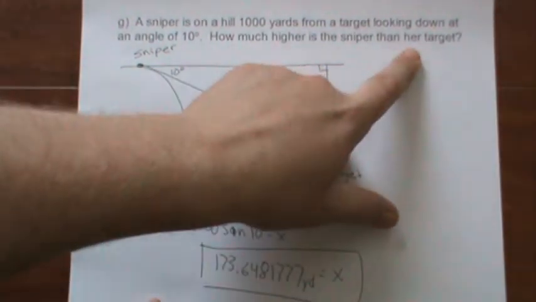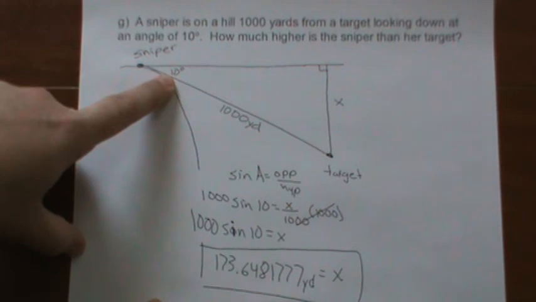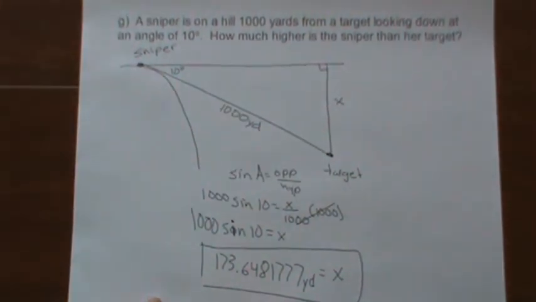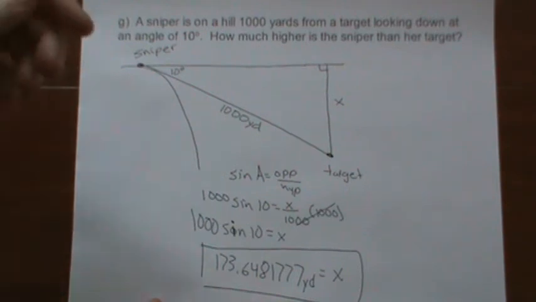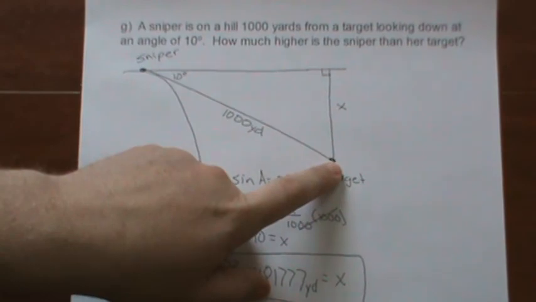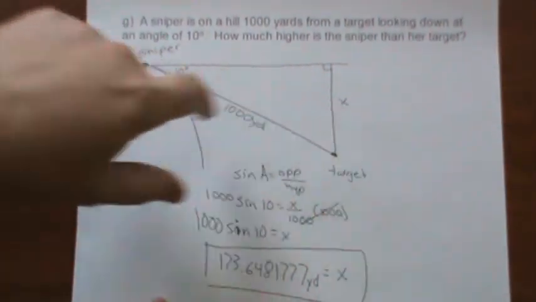Oh, actually, there's a pronoun her here, so it's actually a she. So we have our 10-degree angle. We have 1,000 yards. And the question asks, how much higher is the sniper than her target? Well, height is a change in vertical measurement. So I'm going to draw that vertical from the target up to the horizontal sight line to create my right angle.